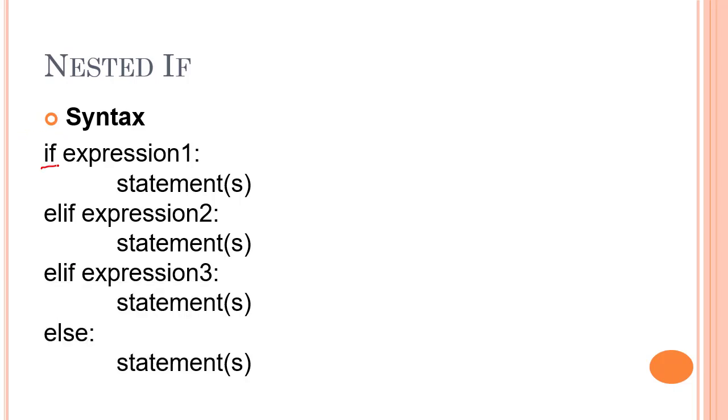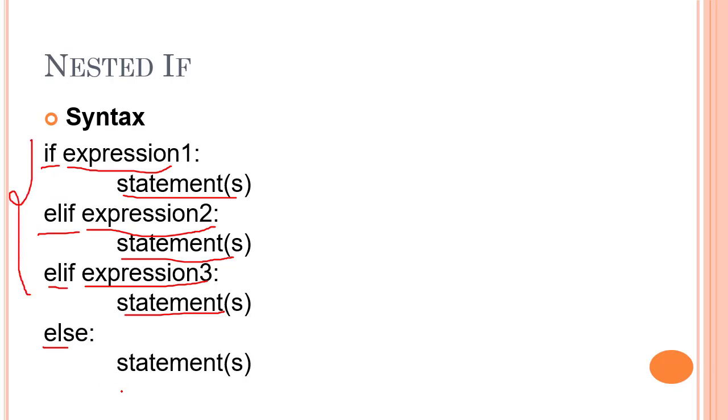So we have if expression 1, and then the statement. Expression 1 can be the condition 1. Then elif, we are going to use the keyword elif, expression 2, and then the statement that we want to execute. Then again elif expression 3, statement we want to execute. Else the ending statement, that is if all the other conditions are not true, what should be the statement you want to execute.